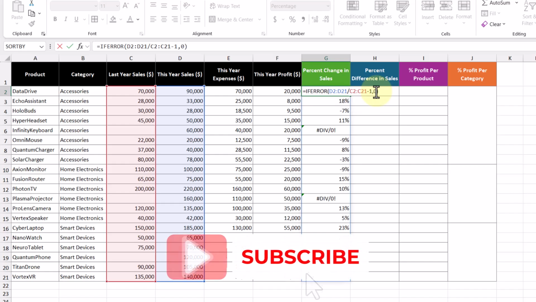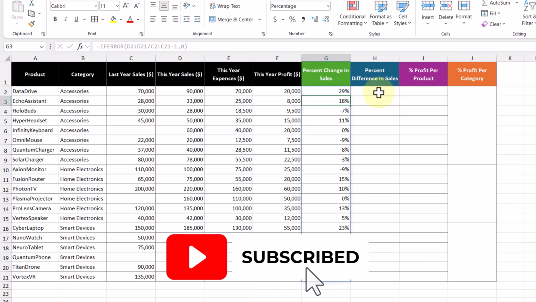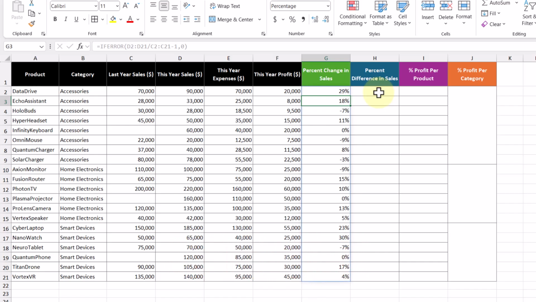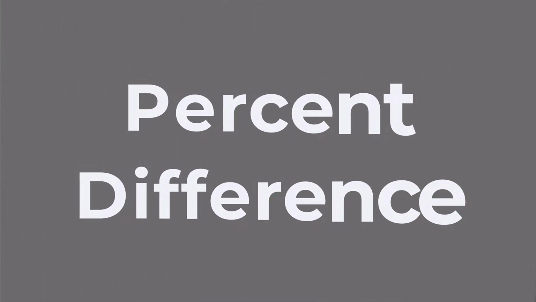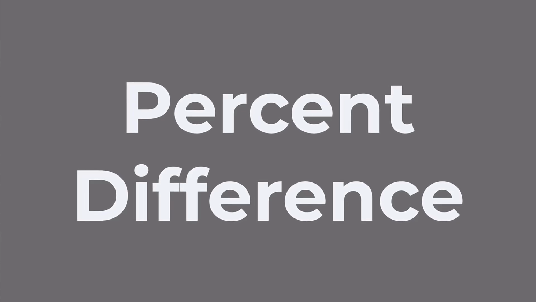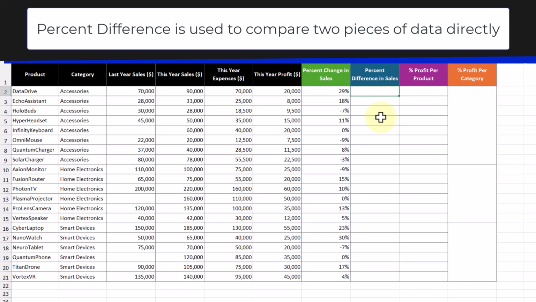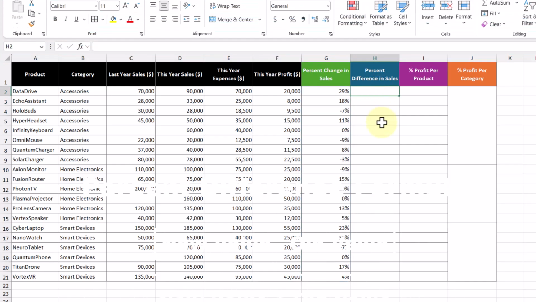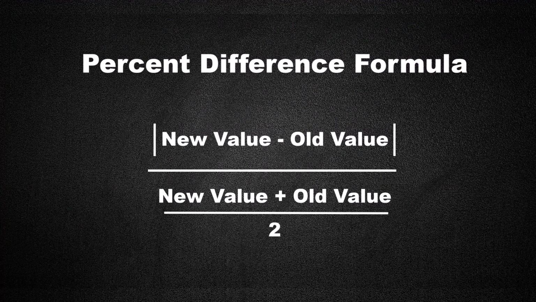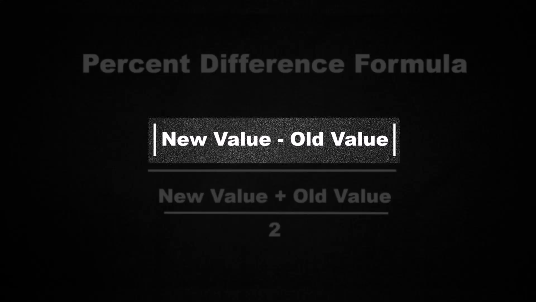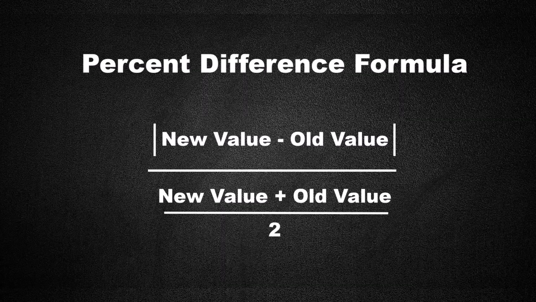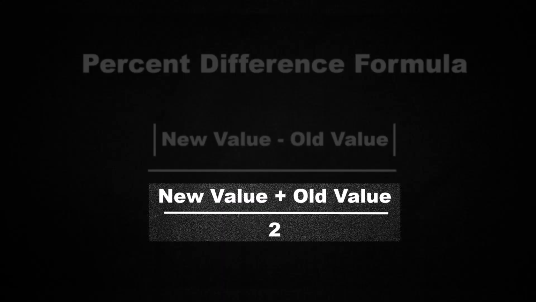Then pressing enter, we got rid of the divide by 0 errors, and with that, we have calculated the percent change in sales, and we can move on to calculating the percent difference in sales. The percent difference is ideal when you're comparing 2 values directly. The percent difference formula is shown here, where you find the difference between 2 values being compared and taking the absolute value of that, then dividing the absolute difference by the average of the 2.